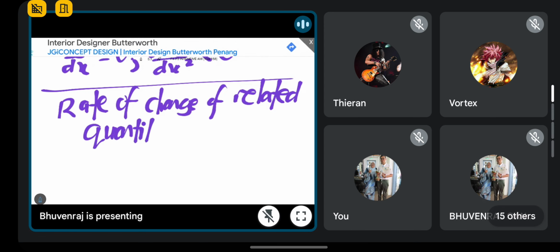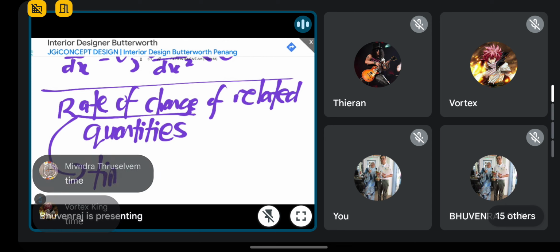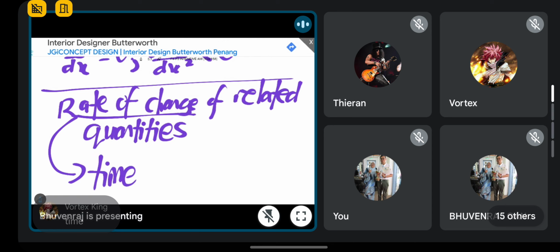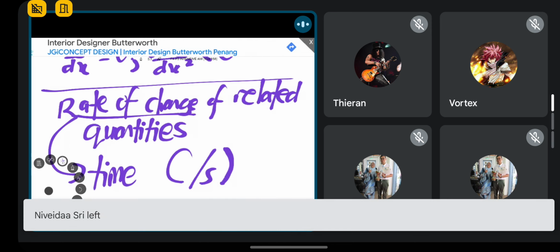Okay guys, so how to understand this? Macam mana nak faham? First of all, you must understand the word rate of change. Whenever I talk about rate, what does it mean, guys? Kadar. What quantity am I referring to? Very good, time. This one will always be used in this chapter. Divided by time, bahagi masa. Per second, dy over dt or anything you like.